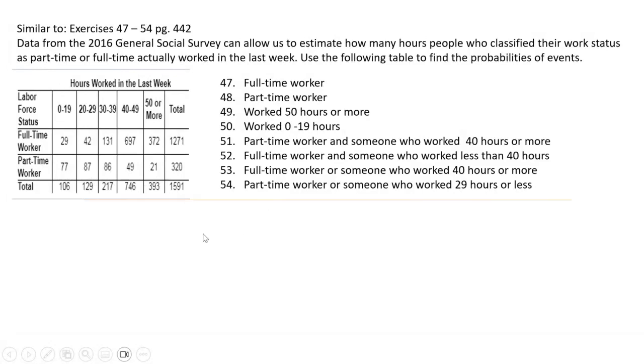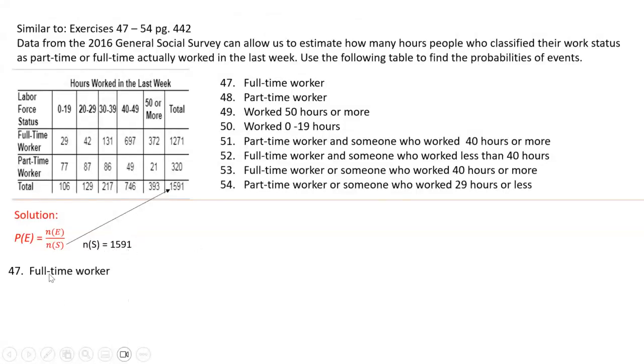Okay, so for number 47, remember we have to get the formula, which would be the probability of the event is equal to the number of the event over the number of the sample space. Now if we notice, the sample space is always the total, right? So that's going to be my sample space for each one of these problems here. So n of s will always be 1,591.